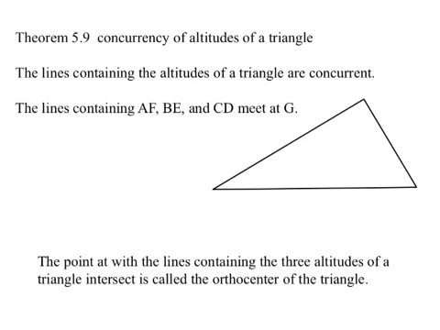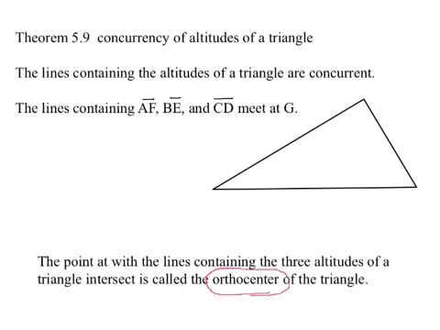Another theorem, theorem 5.9, concurrency of altitudes of a triangle. So the lines containing the altitudes of a triangle are concurrent. The lines containing AF, BE, and CD meet at point G. Okay? Those all meet at point G. The point at which the lines containing the three altitudes of a triangle intersect is called the orthocenter.